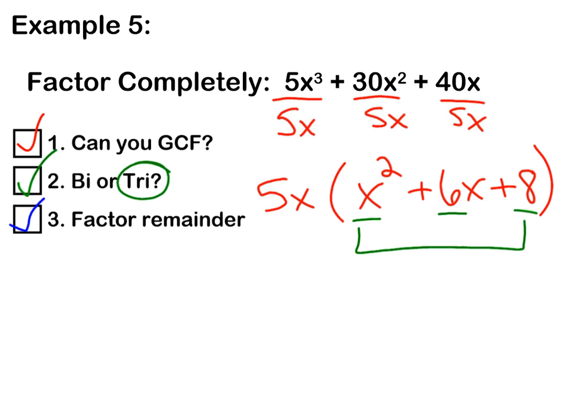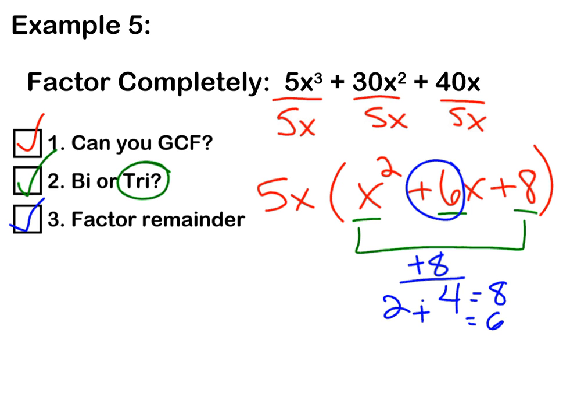Factoring the remainder, I know I get positive 8 when I multiply my first and third term. Factors that are going to make 6 are going to be 2 and 4. Those multiply to 8 and they add to 6. So that's how I know I've chose my winning factors.